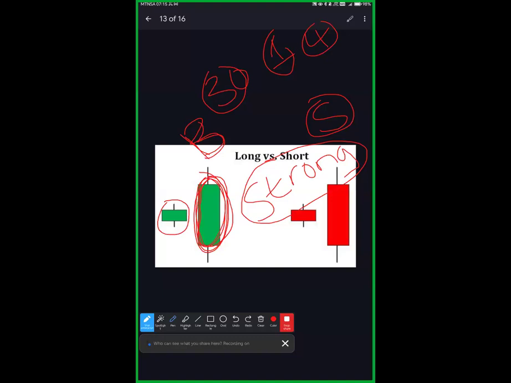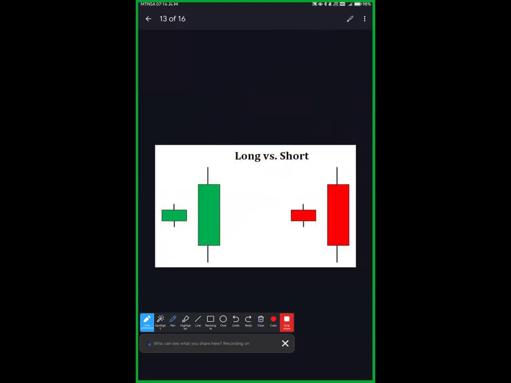Are you grasping it? Short and small bodies indicate that there was little buying pressure, little selling pressure. The activity of buying and selling was not strong. That's why you are able to see that there was a struggle of power. This was 4 hours, this was 4 hours. But look how these candles are looking. So it means one was having strong pressure, the other one was having little pressure.